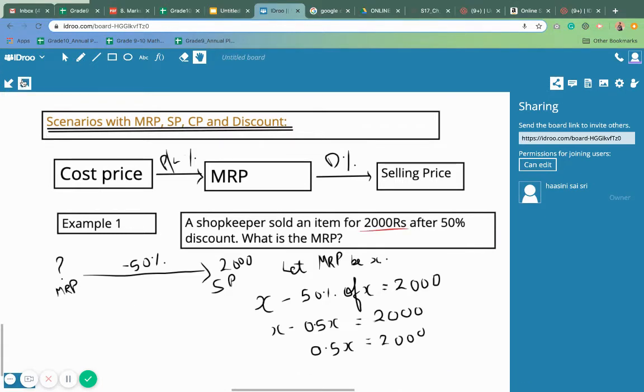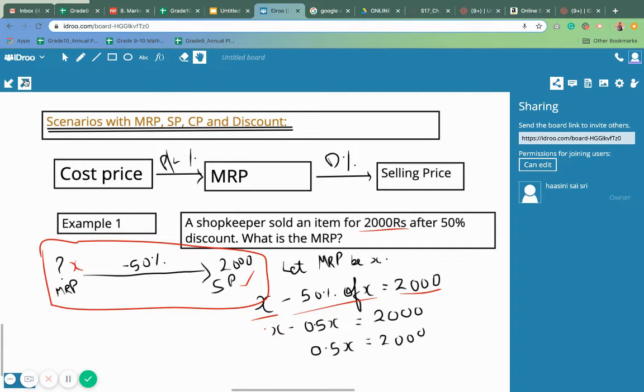In the first question, the shopkeeper sold an item for 2000 rupees. So I know that the selling price is 2000. Next, there is a 50% discount. That's why I made a flowchart where the MRP, selling price, and the discount are given. They're asking what is the MRP. I don't know the MRP, so I took it as X. I wrote X minus 50% of X is giving me 2000.